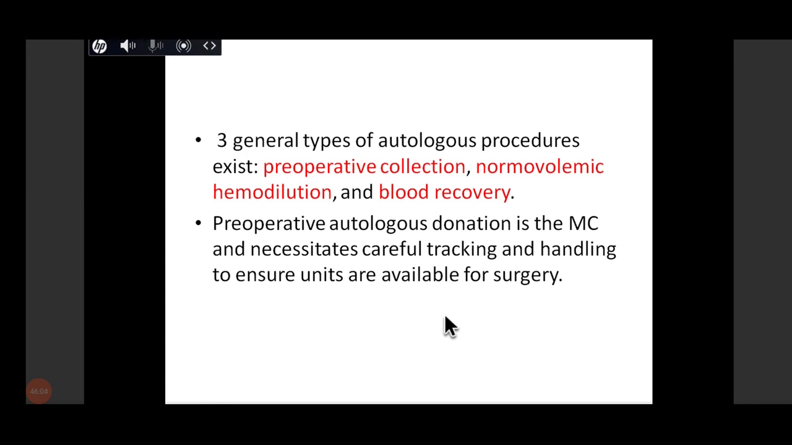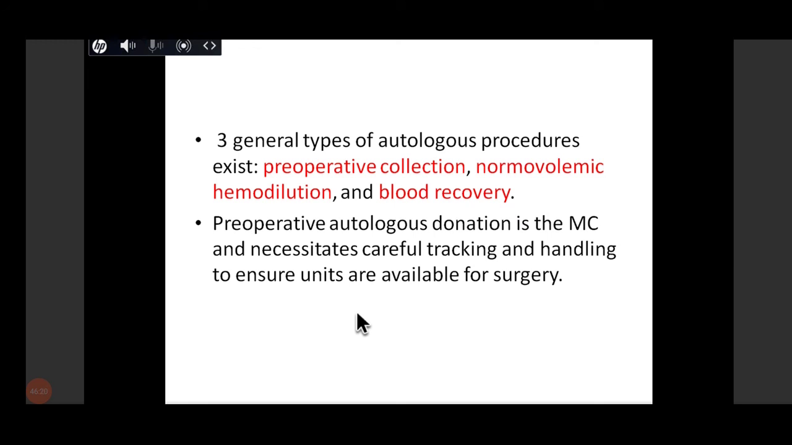Three general types of autologous procedures: they are preoperative collection, that is before the operation, normovolemic hemodilution, and blood recovery. These are the three main things which have been described in autologous transfusion.